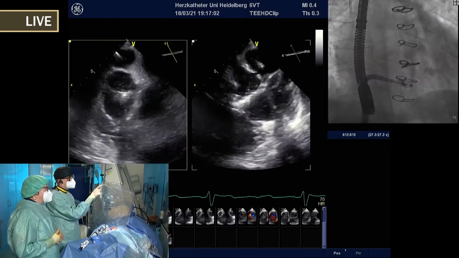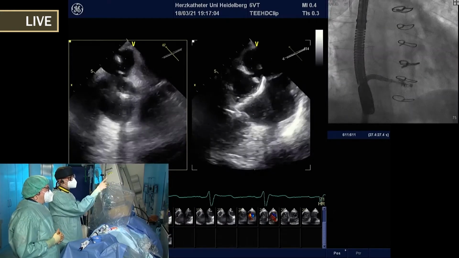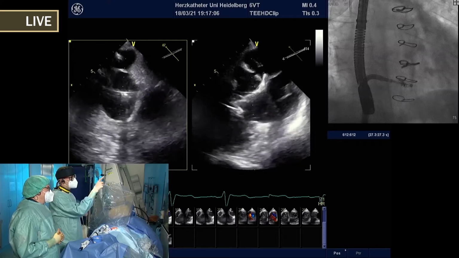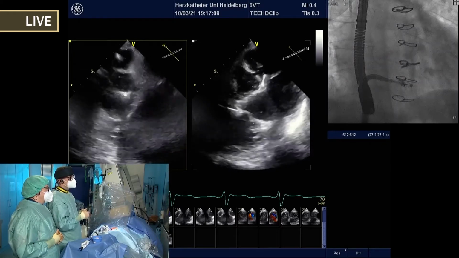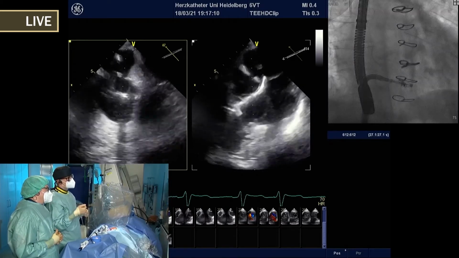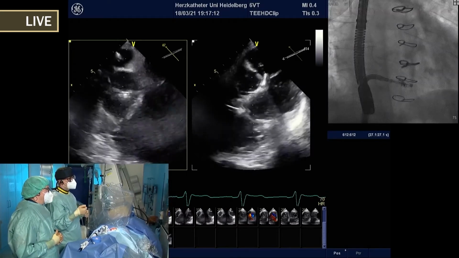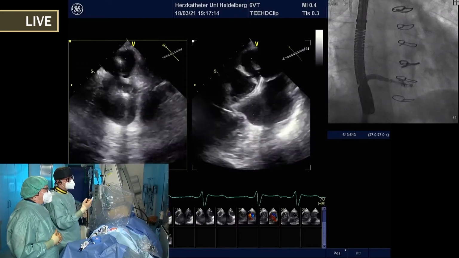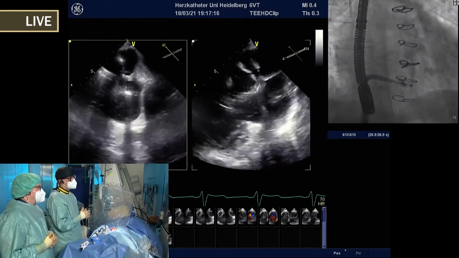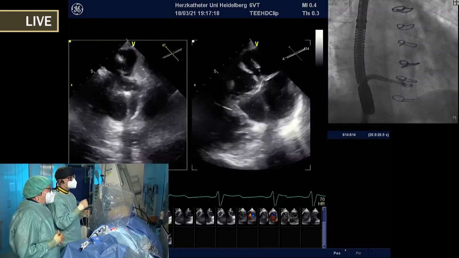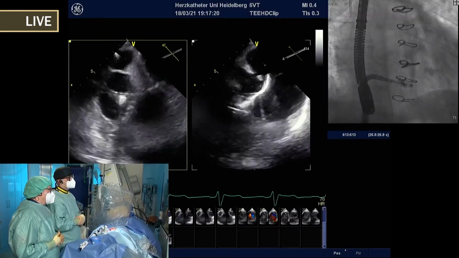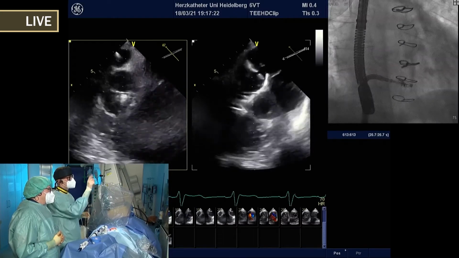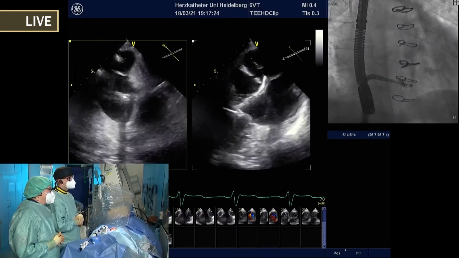It's a little bit harder to do when you grasp the septal leaflet first and try to move over to the anterior or posterior leaflet. In my experience, that's harder than the other way around. So when you clasp the anterior leaflet first and then move over to the septal leaflet.